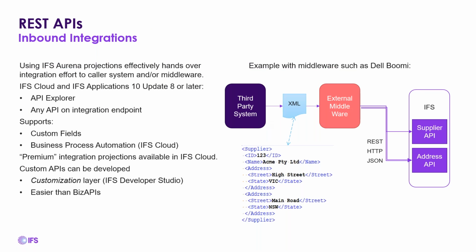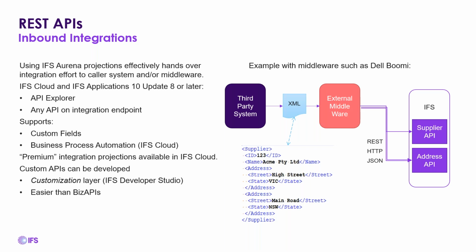Here's a little example of how we can do an inbound integration if there is a middleware in place. We can really hand over a lot of that effort to the middleware. We might have some sort of third-party system that sends through, in this case, a complete supplier, vendor, with all this data, addresses, phone numbers, emails, and things like that coming in one message. It might have a format that's completely different to what IFS normally expects.